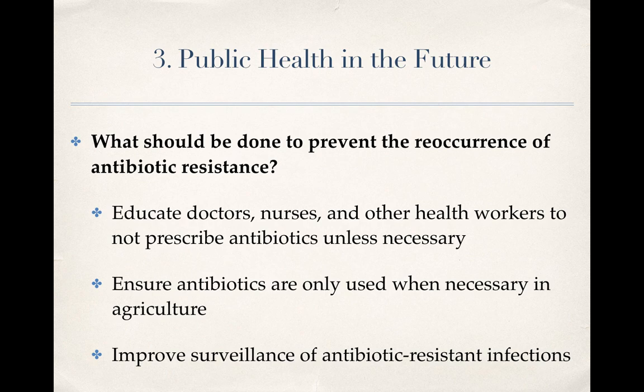Public health in the future. What should be done to prevent the reoccurrence of antibiotic resistance? We can educate doctors, nurses, and other health workers to not prescribe antibiotics unless necessary. We should also ensure that antibiotics should only be used in agriculture when necessary. Another thing we can do is improve surveillance of antibiotic-resistant infections.